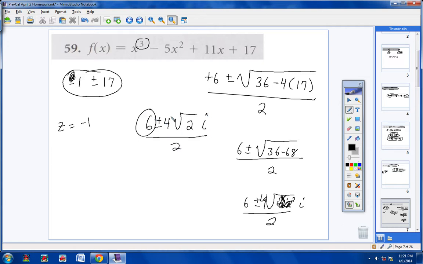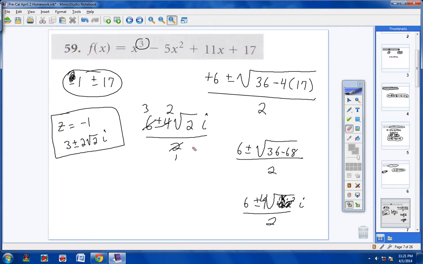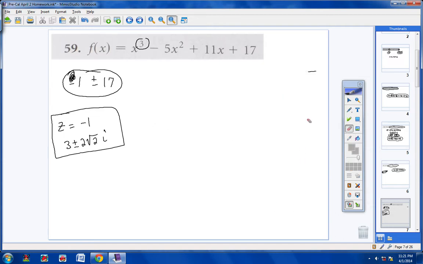Now this is an outside number, this is an outside number, and this is an outside number. So all of those are reducible by 2. This will become a 1, this will become a 3, and this will become a 2. So your other two zeros would be 3 plus or minus 2 square root of 2i all over 1, but you don't need to write that. So there's your zeros. You found them all, the real and the imaginary. Okay? Now, like they said, students, they do want us to then write this expression here with linear factors.